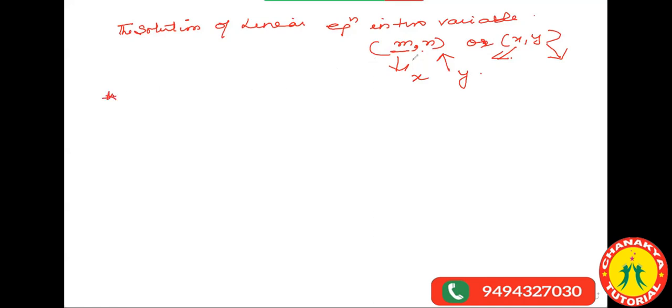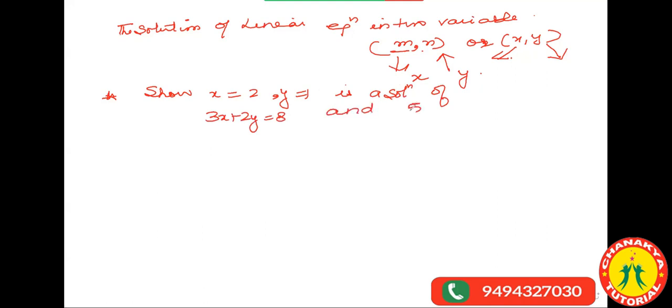Suppose you are given a question like this: show that x is equal to 2 and y is equal to 1 is the solution of 3x plus 2y is equal to 8 and 5x minus y is equal to 9. So you have to check whether these values of x and y are a solution of these two linear equations or not. So what will you do here? What will you write in the solution?